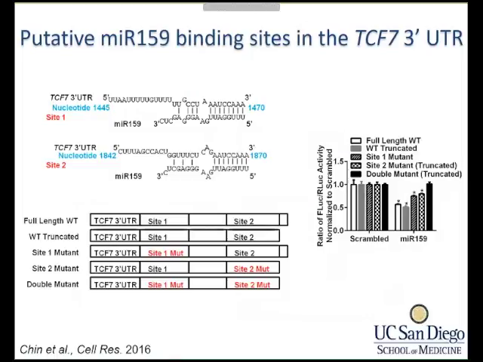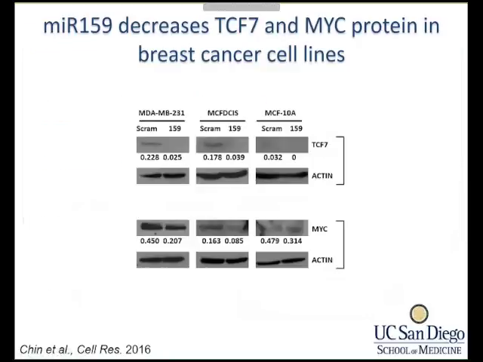transcription factors. Here we're showing the complementarity of plant miR-159 with the 2 putative binding sites in the 3' UTR of TCF7. Reporter assays confirm that both sites actually contribute to the downregulation of the gene by miR-159. And further, at the protein level, we confirmed the downregulation of TCF7 by transfected miR-159.